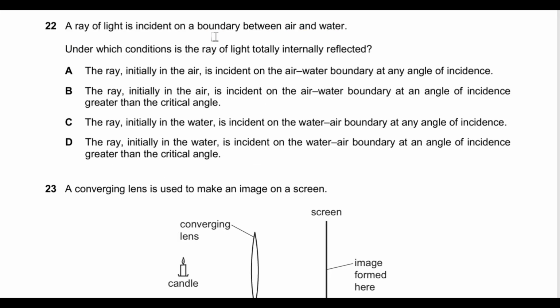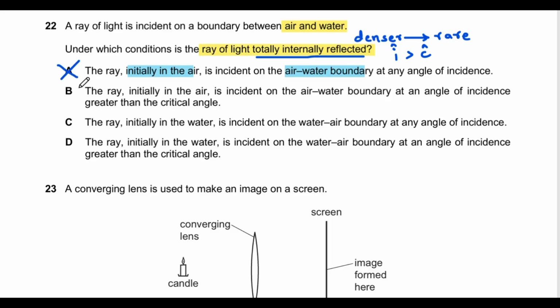Question number 22 says a ray of light incident on the boundary between air and water, under which condition is the ray of light totally internally reflected? Total internal reflection has two conditions. Firstly, the ray should move from denser to rarer medium, and the next condition is angle of incidence should be greater than critical angle. So the first option is saying the ray initially in air is entering into the water. That means from rarer to the denser medium, which is not the option.